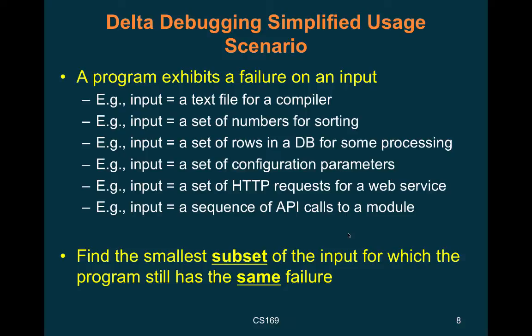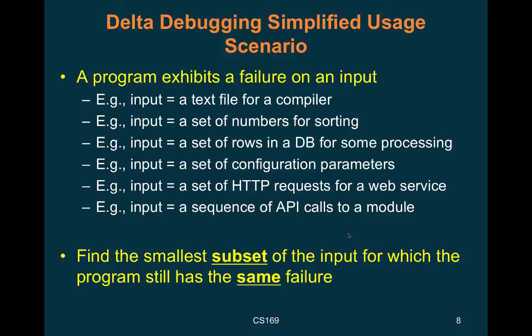This is probably closer to your projects. You have a web service, and you notice in real use that it sometimes crashes. Well, is there one of the web requests that made it crash? Or is it a sequence of web requests that constructed an internal state that made it crash? And what is that smallest input? This is a big use case in practice.